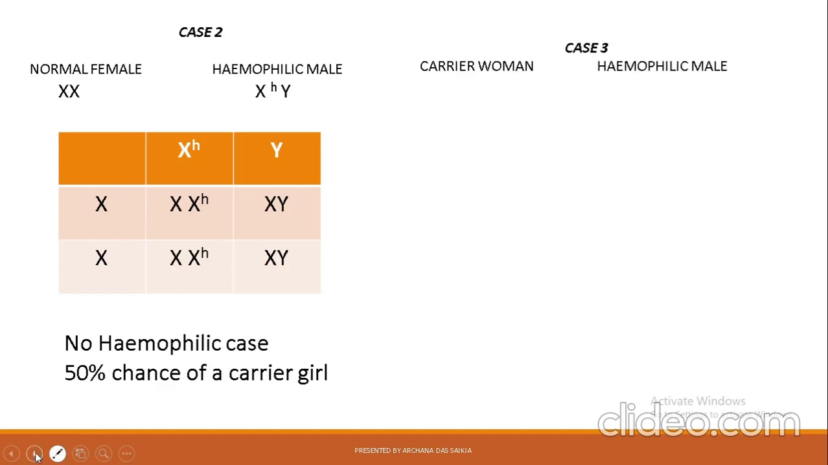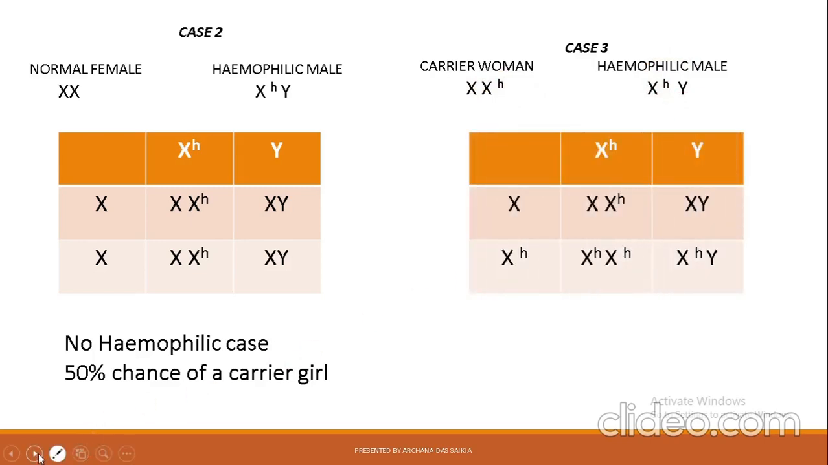Then case 3, where a carrier woman marries a hemophilic male. Extreme case, okay? So here the carrier woman has a defective gene in one X chromosome. The hemophilic male also has the defective H allele in his body. What do they develop? Their combinations. So here the sperm is carrying the defective gene, and even an egg is carrying the defective gene.